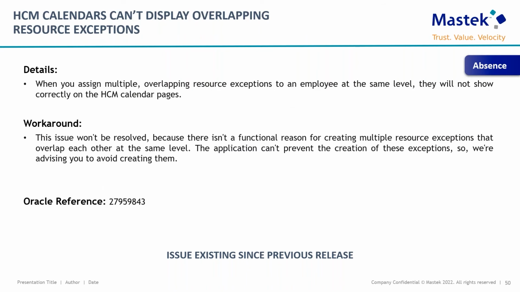HCM calendar can't display overlapping resource exceptions. When you assign multiple overlapping resource exceptions to an employee at the same level, they will not show correctly on the HCM calendar page. The issue won't be resolved because there isn't a functional reason for creating multiple resources. So basically, we just need to avoid creating multiple overlapping resource exceptions for an employee, so that we can show them properly on the HCM calendar. Again, the issue is coming from the previous releases.